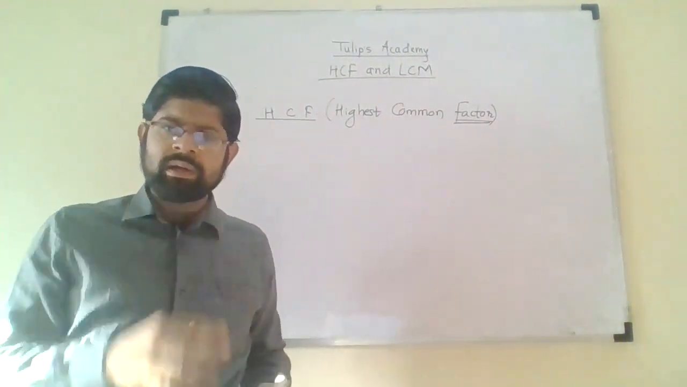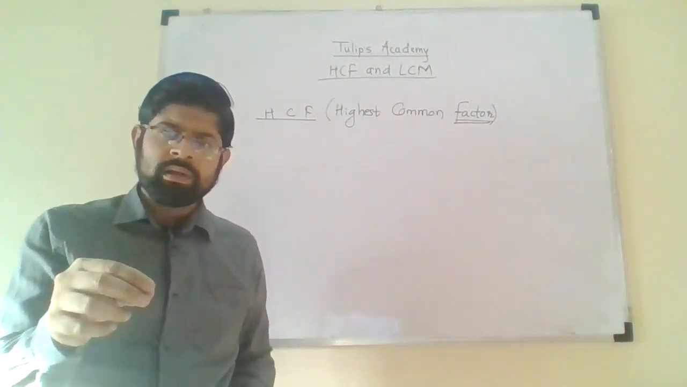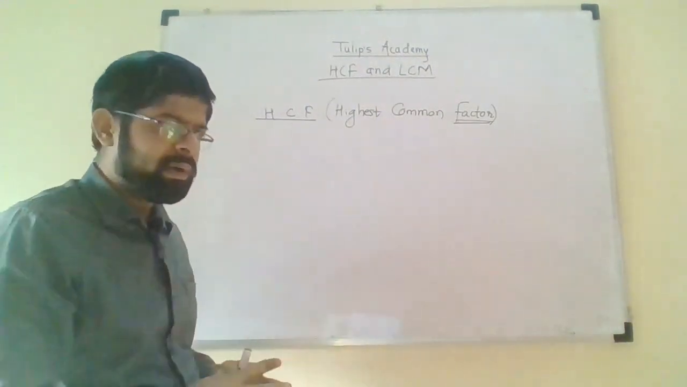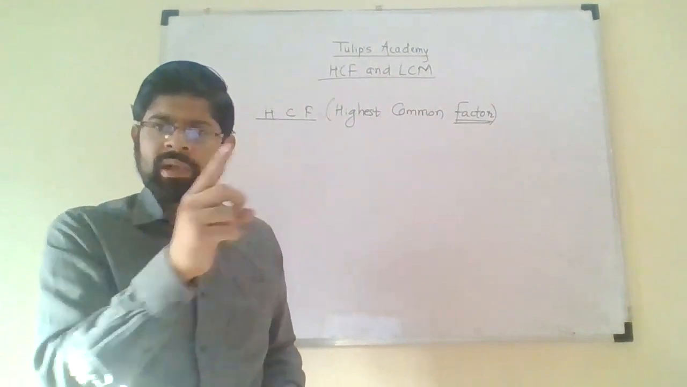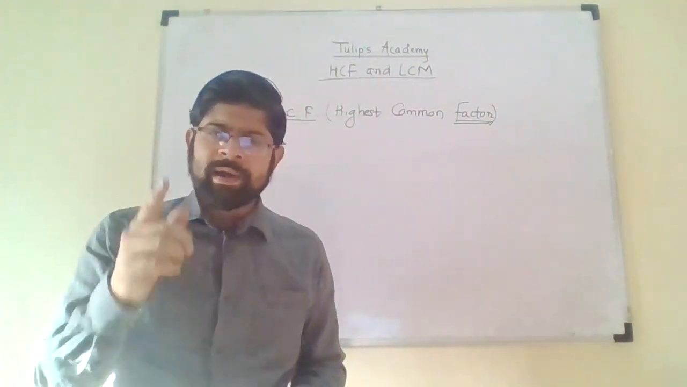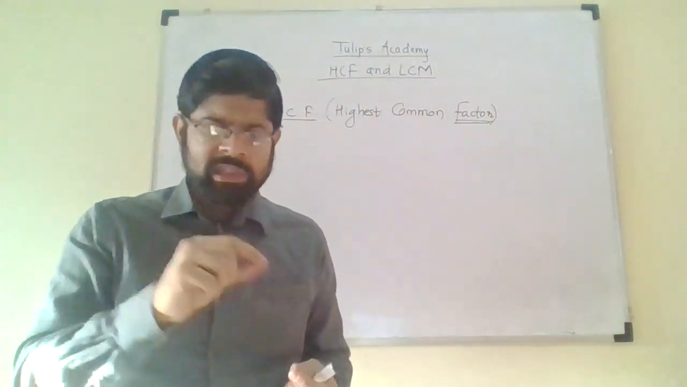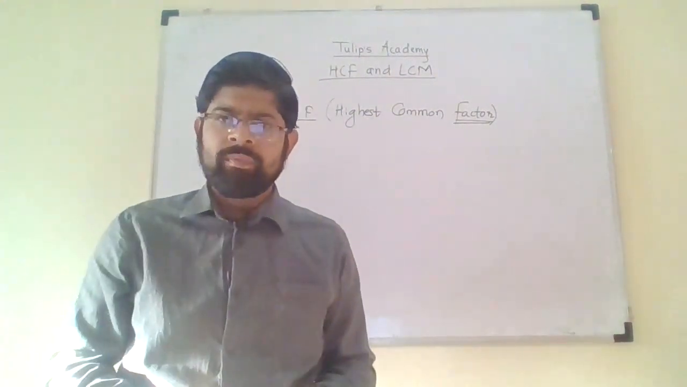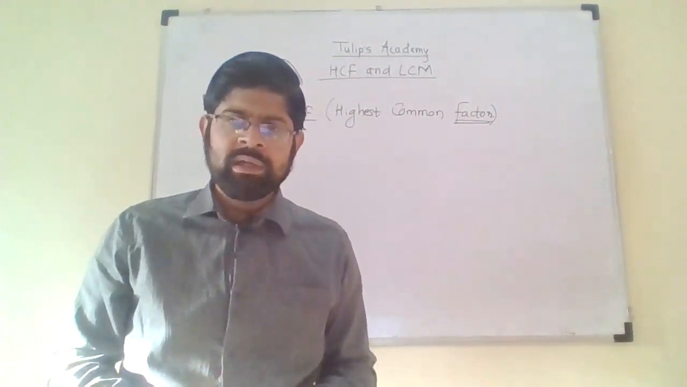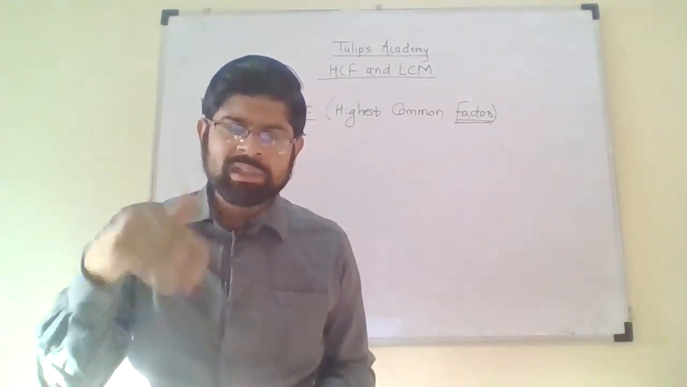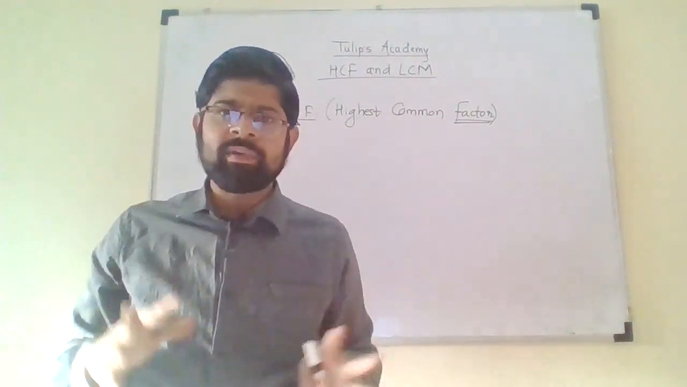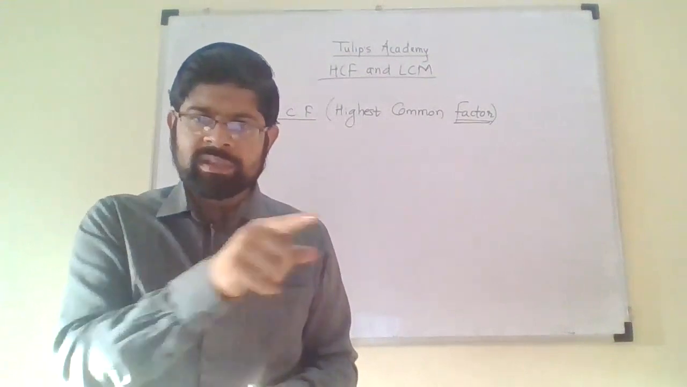You know what a factor is? A factor is a number by which the given number is divisible, or a number in whose table the given number appears. For example, if you consider 12, then the factors of 12 are 1, because in the table of 1 there is 12. 2 is a factor of 12 because in the table of 2 also 12 appears. 3 is also a factor of 12. 4 is also a factor of 12. 6 is also a factor of 12, and 12 itself is a factor of 12 because 12 ones are 12.